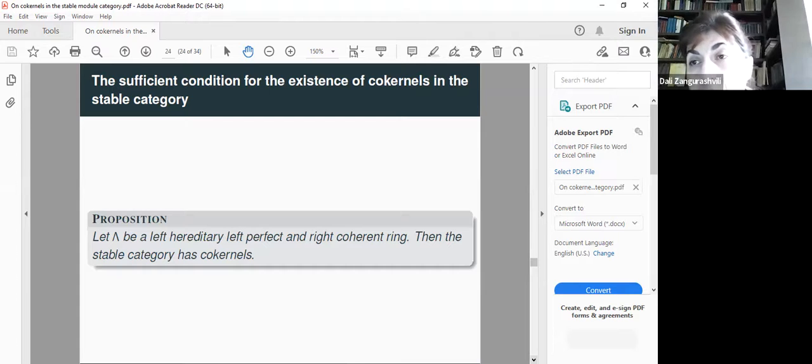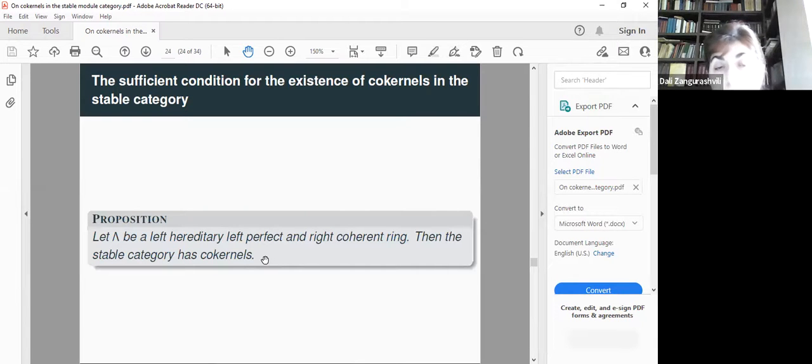Now, this theorem has three corollaries. First of all, it gives a sufficient condition for the stable category to have cokernels. Why? Because one of the equivalent conditions was that the category of the stable modules is equivalent to the stable category, but the category of stable modules, as we noted above, is co-complete. And this implies that the stable category also has cokernels, and hence is co-complete, because as I told you, we proved in the previous paper that it has coproducts.